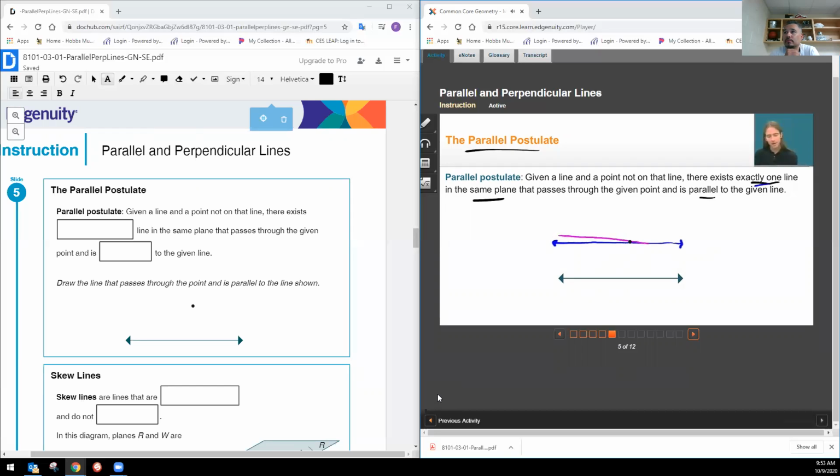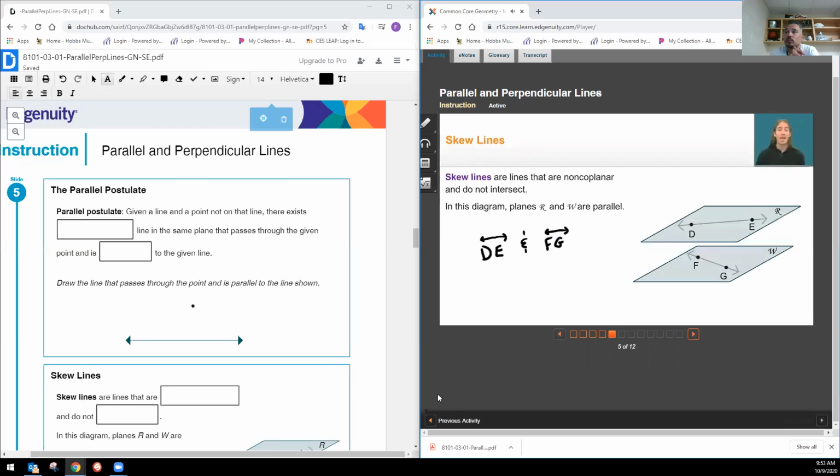I can see that any other slightly different line cannot be parallel because it's going to have to eventually intersect my given line. What can we say, however, about lines that are not in the same plane? Well, in that case, we can talk about skew lines. Skew lines are lines that are non-coplanar, don't lie in the same plane, and also do not intersect.